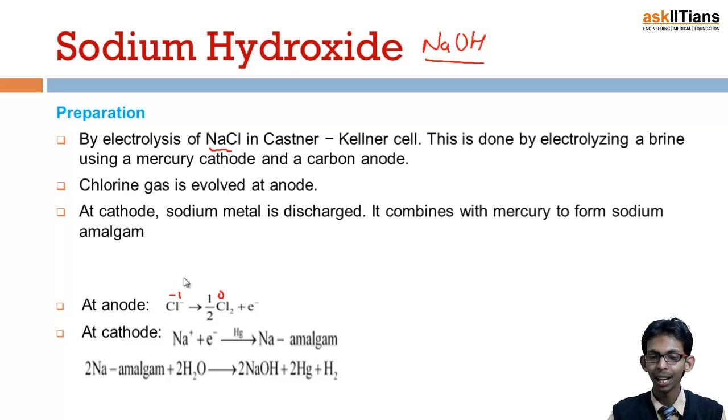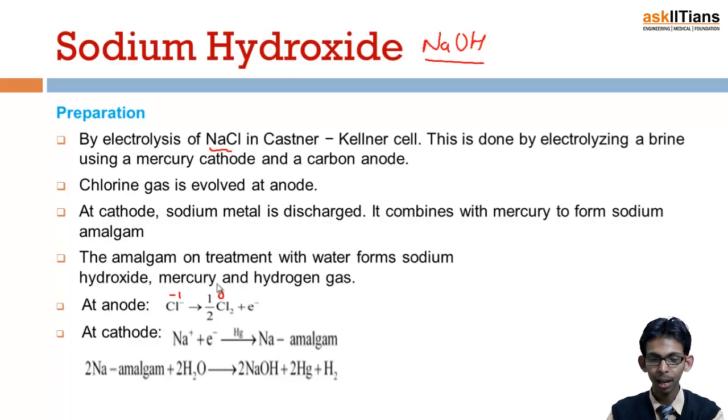At the same time, at the cathode, sodium metal is discharged. That means the sodium ion takes an electron and gets discharged to form sodium, and this sodium metal combines with mercury to form sodium amalgam. The amalgam on treatment with water forms sodium hydroxide, mercury and hydrogen gas.